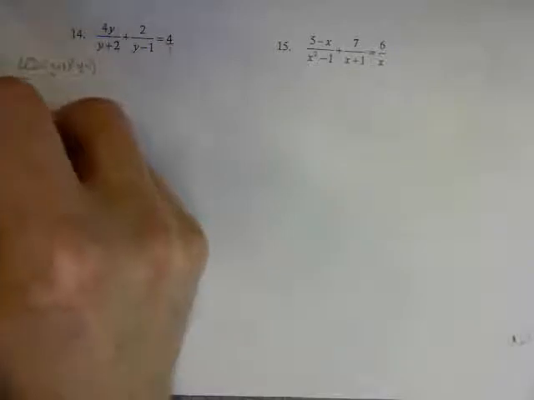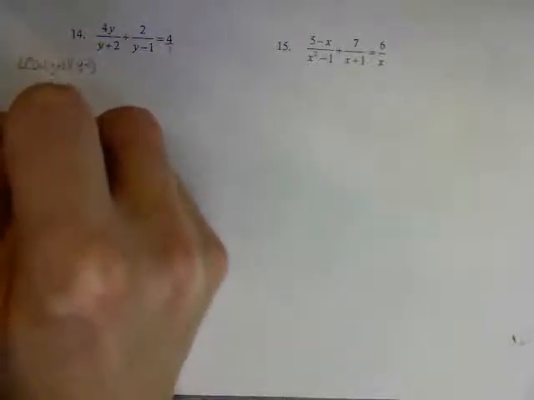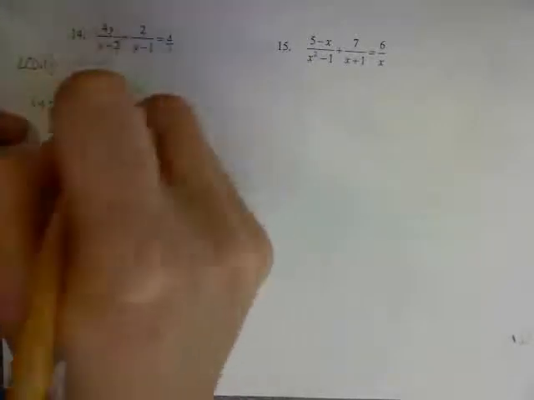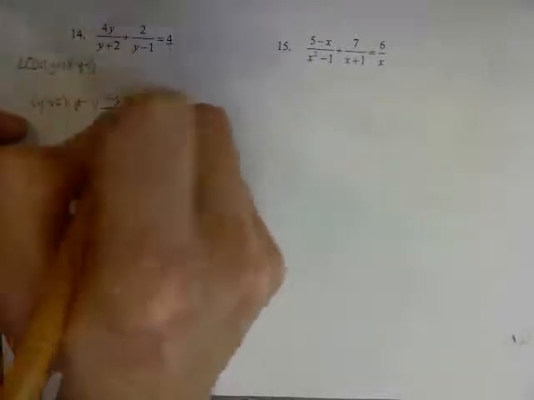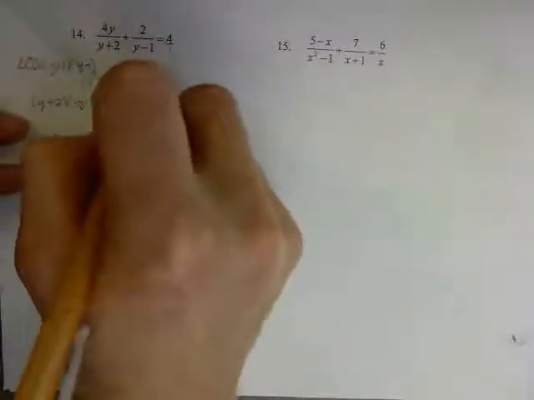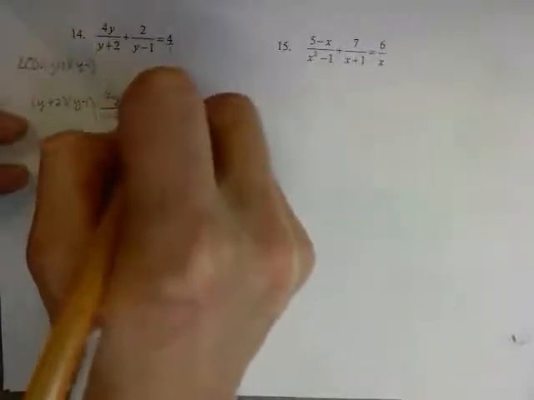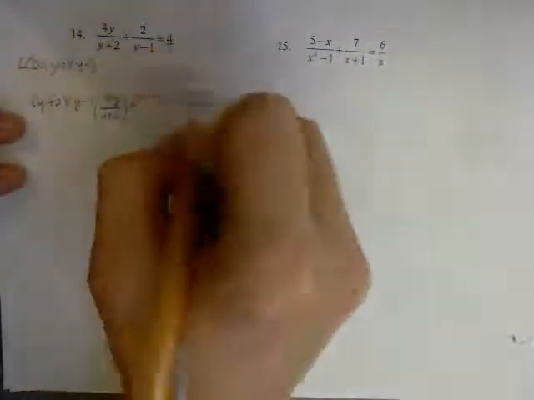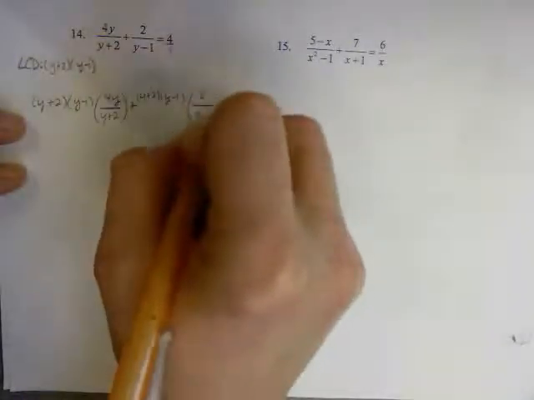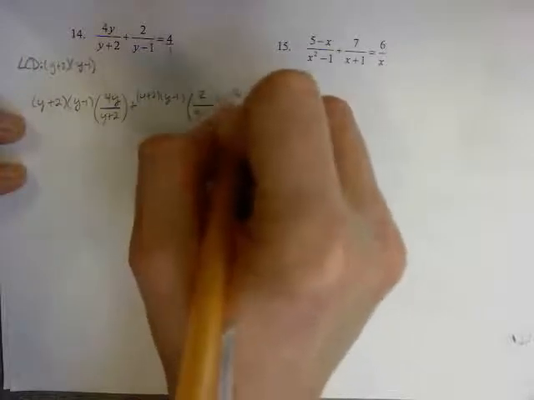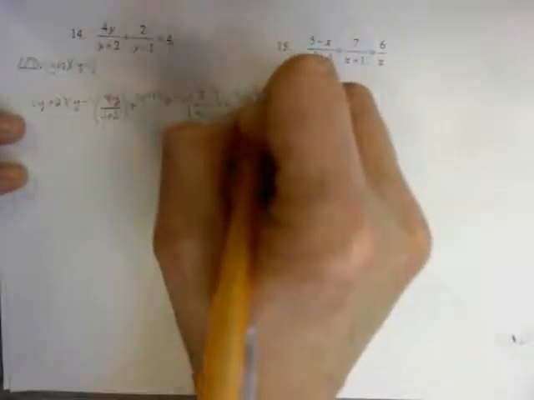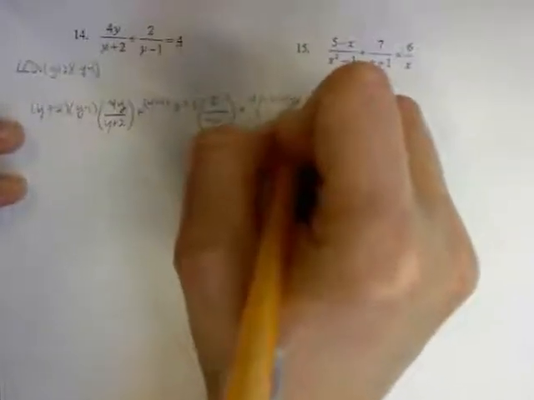So if you want to see it all written out, it's just going to be y plus 2 times y minus 1 times 4y over y plus 2, plus y plus 2 times y minus 1 times 2 over y minus 1, equals 4 times y plus 2 times y minus 1.